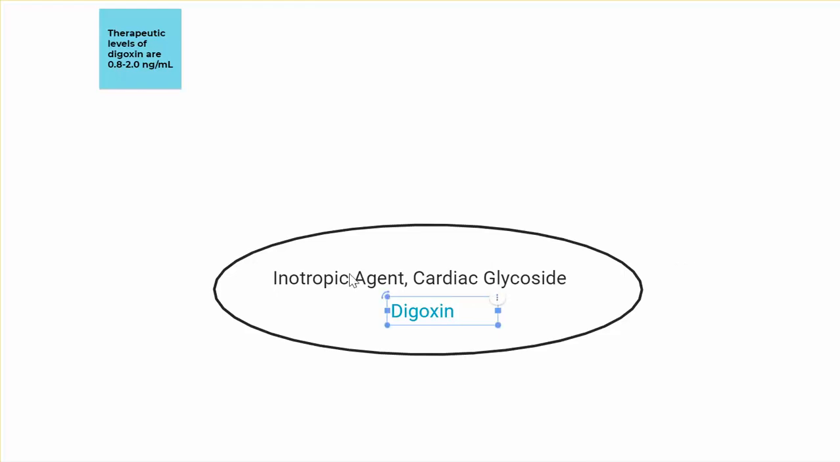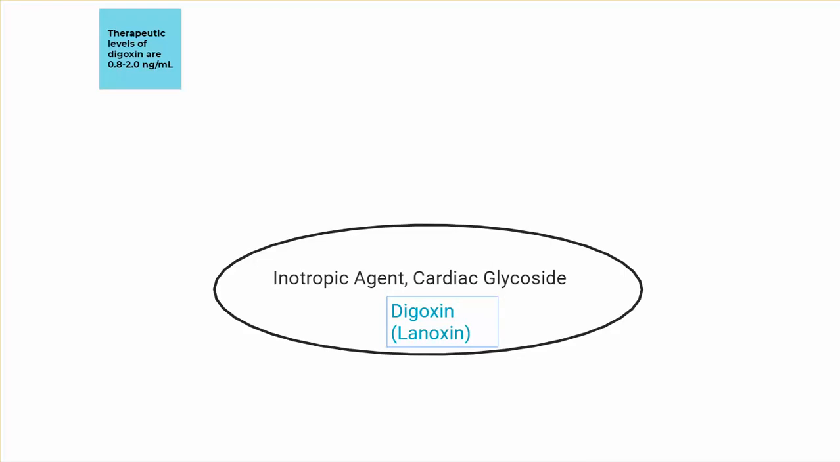Okay, so digoxin fits into the classifications of inotropic agent and cardiac glycoside. For now, we're going to use those terms interchangeably. The brand name for digoxin is Lanoxin. Okay, it comes from a plant. It's very old. It's called the foxglove plant, right?